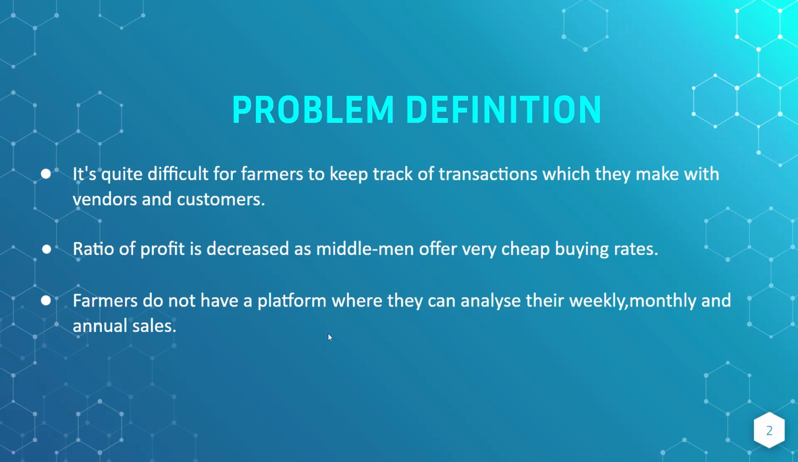Problem definition. It's quite difficult for farmers to keep track of transactions which they make with vendors and customers. Also, the ratio of profit is decreased as middlemen offer very cheap buying rates. Farmers do not have a platform where they can analyze their weekly, monthly, and annual sales.